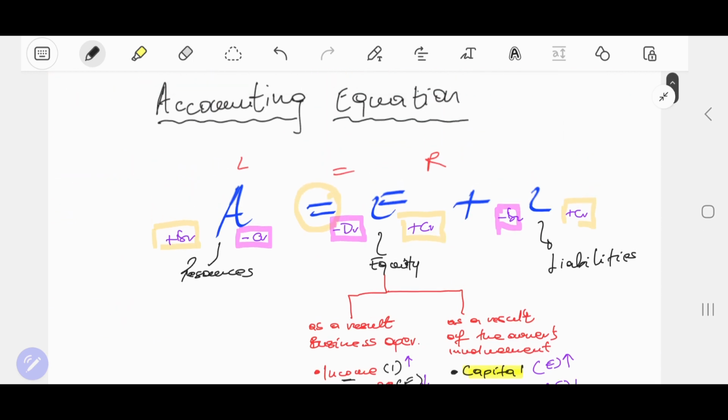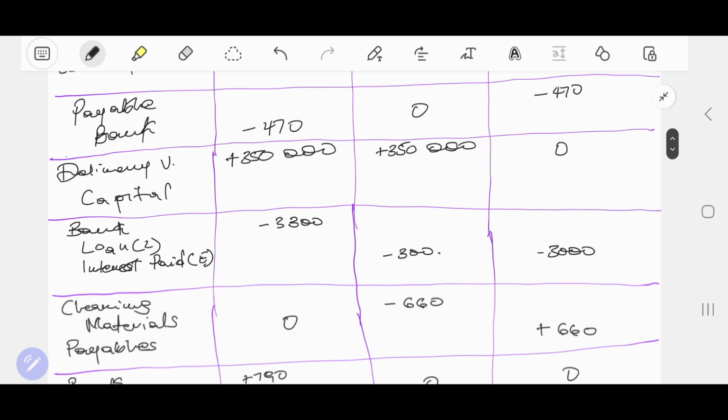So that's it for today's video, guys. We are going to do another example on the next video of how to record transactions on the accounting equation. This is very important because it helps you to understand how to record an increase and how to record a decrease in accounting in relation to the elements of the accounting equation.